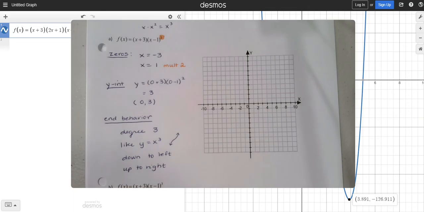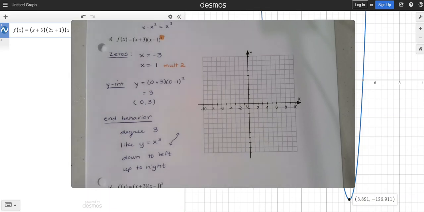By the way, when I ask you about end behavior on homework or tests or anything, and I ask you to explain it, this is what I'm looking for. You're going to identify the degree, say that that tells you that the end behavior is like the associated power function, and then describe it to me. That's what I'm expecting to see.